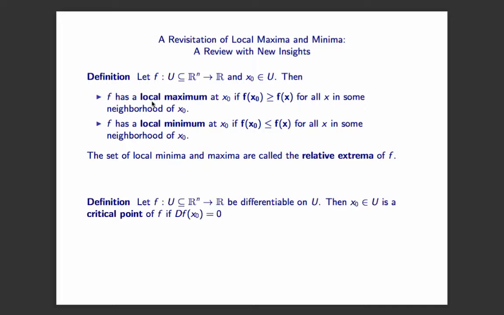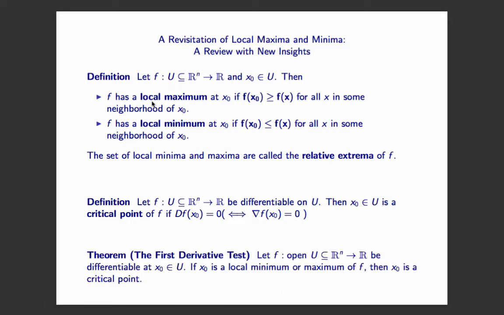Now, if f is differentiable, then every point in the domain for which the derivative is zero is known as a critical point. Of course, for a function that is real valued, that's equivalent to saying that the gradient at x0 is zero, since the derivative is the gradient of f transpose. Which brings us to our first derivative test. Again, this is all material that we should be familiar with. If f maps an open subset of Rn to R, if it's differentiable at x0, and if x0 is a relative extrema, that is a local min or local max of our function f, then x0 is a critical point.